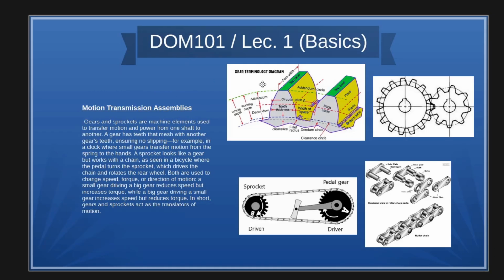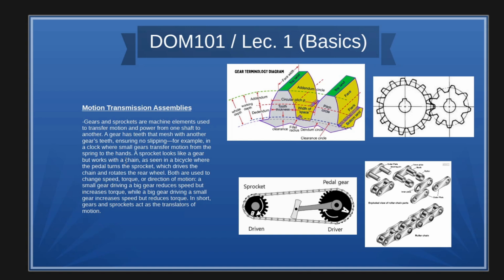Now we will talk about the motion transmission assemblies. So in here, basically gears and sprockets are the machine elements that are used to transfer motion and power from one shaft to another. A gear has teeth that mesh with another gear's teeth, ensuring no slipping. For example, in a clock, small gears transfer motion from the spring to the hands.